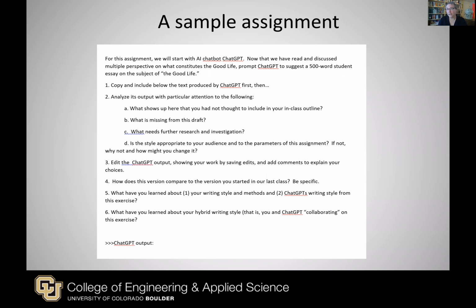They had already written an in-class outline. What is missing from the draft? What needs further research and investigation? Is the style appropriate to your audience and the parameters of the assignment? If not, why not, and how might you change it?